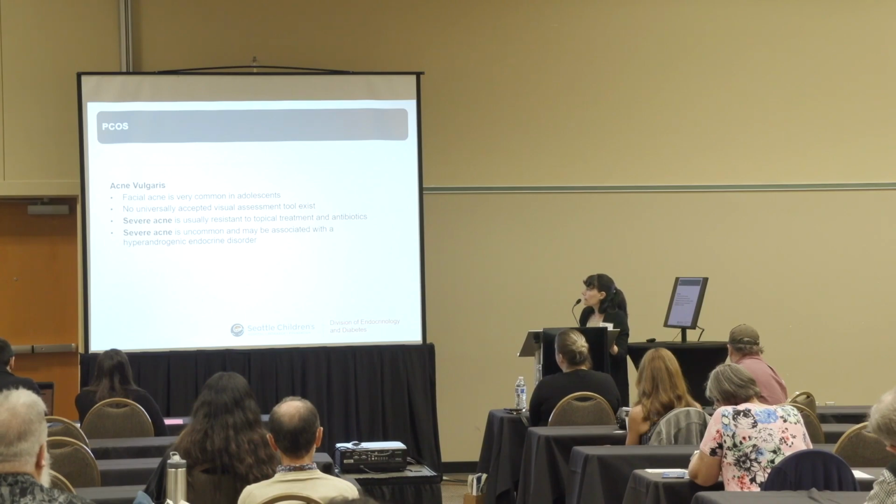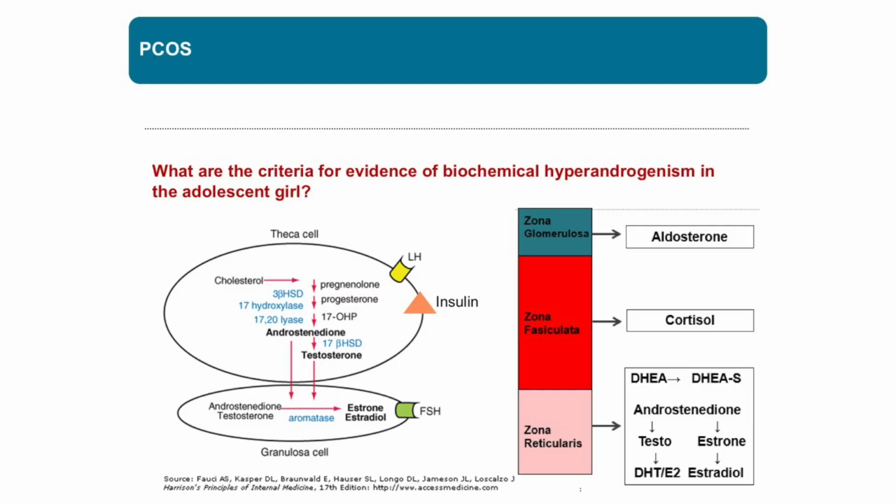Next slide. And so what is the criteria for evidence of biochemical hyperandrogenism in the adolescent girl? Well, let me tell you where these androgens come from.